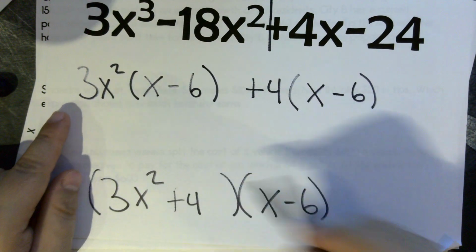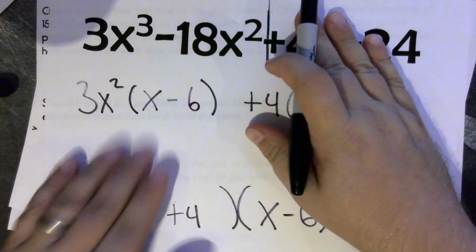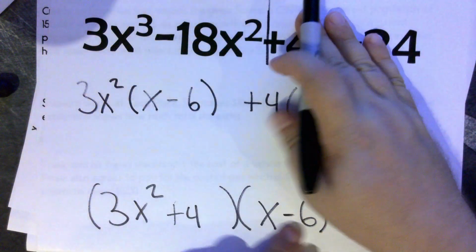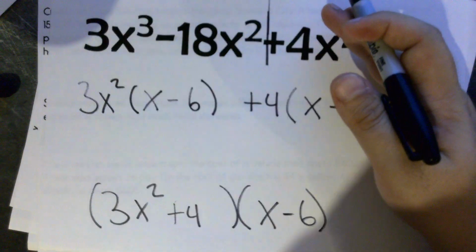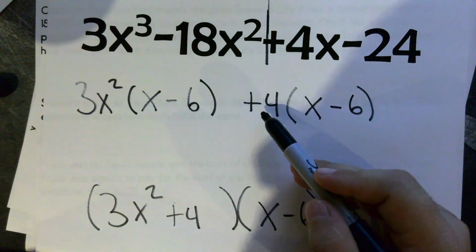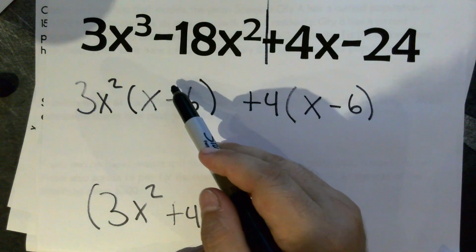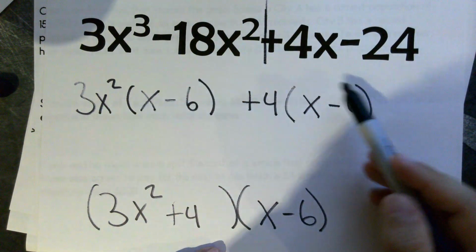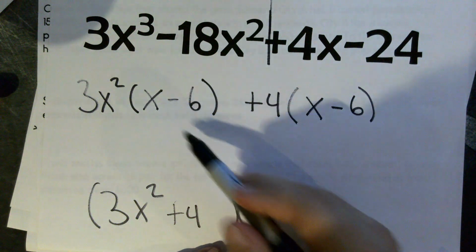So let me just go over it one more time. When we factor our first group, we know 1, 2, 3 of our 4 terms. We just don't know this 4th term. We do know that our binomial, though, that's ending it, has to be an x minus 6.